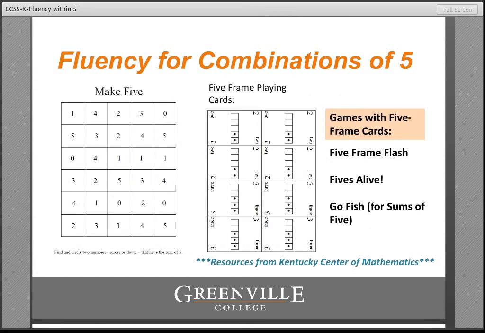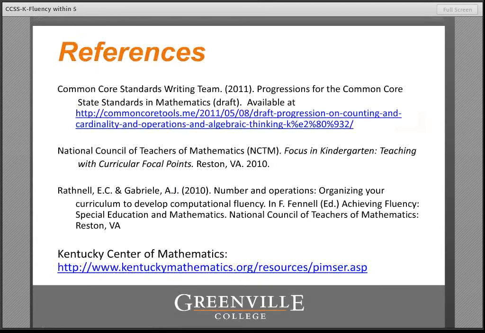There's a variety of games that you can play to help fluently build those combinations of 5. Here are a couple of resources that are available in the Kentucky Center of Mathematics, and I have tucked into the teaching resources the information about how to access these online. Very useful tools. Also, I have a couple of games, 5 Frame Flash and 5's Alive. They're described in the teaching resources. Go Fish is easy. It's just like the regular Go Fish game, but you search for the partner number that will make 5 using these 5 frame cards, which you see part of the template for here.